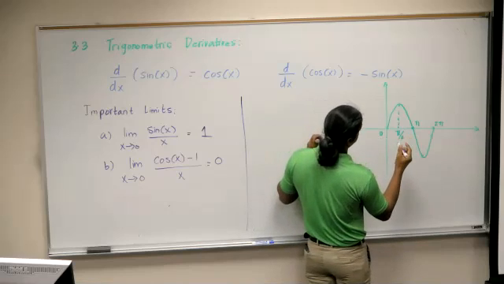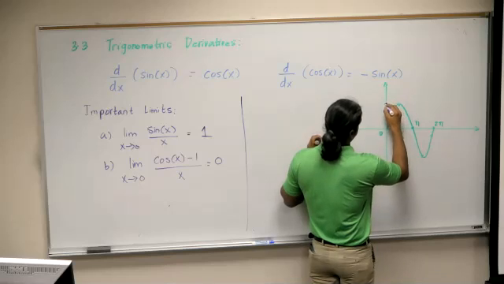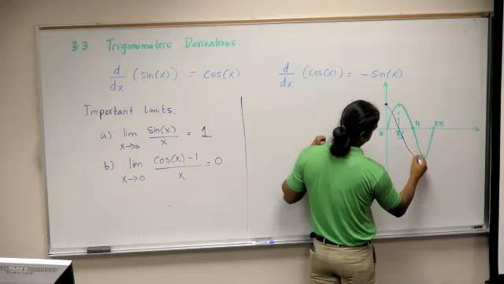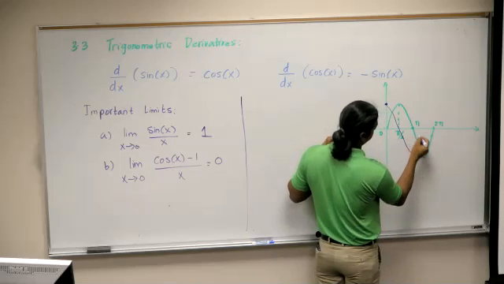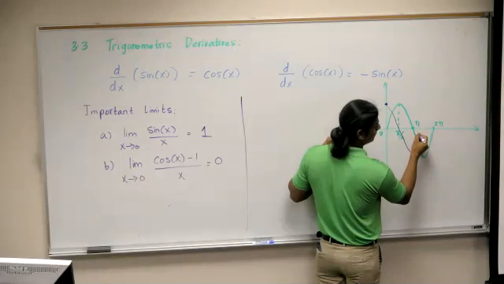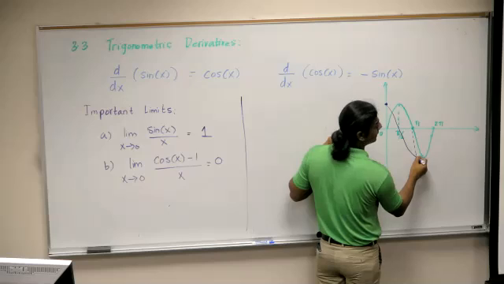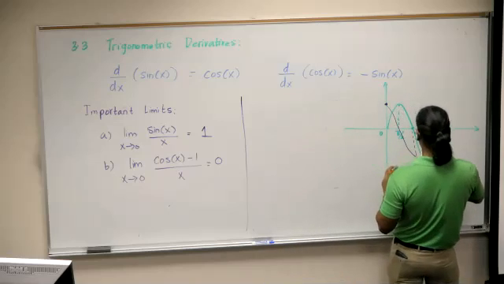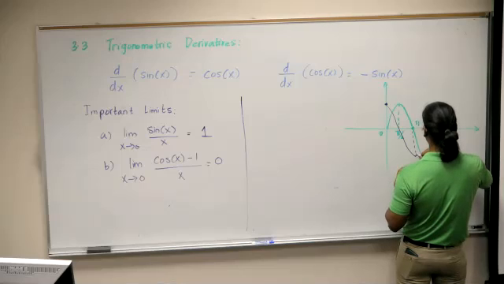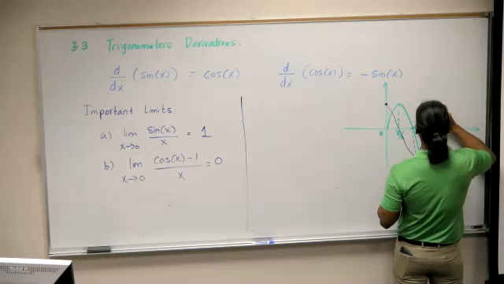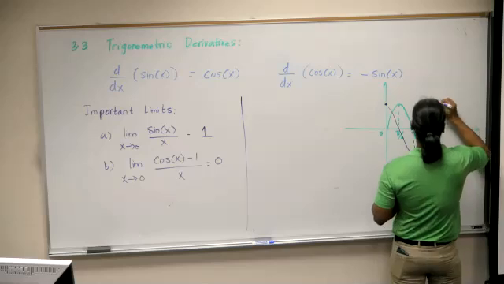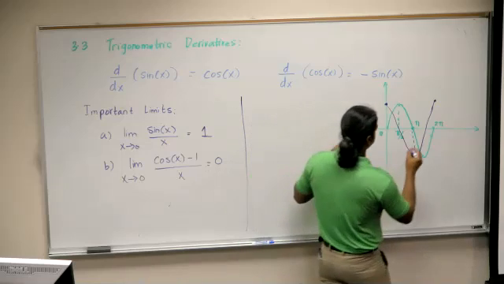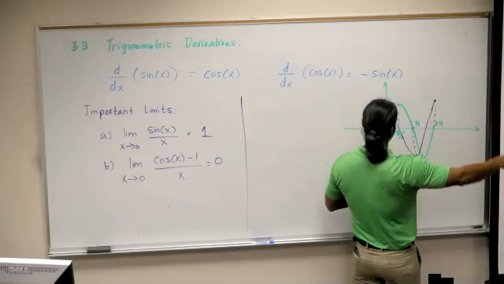So let's see if we can do this. And what happens exactly at pi for cosine? Cosine pi is negative 1. Okay, let's do this right. Cosine 2 pi is positive 1. Good. It's going to keep on going.